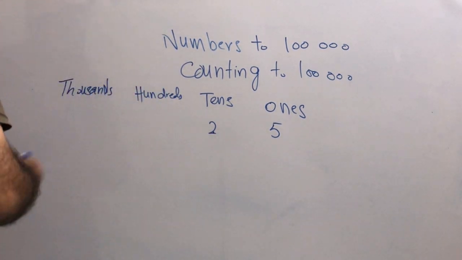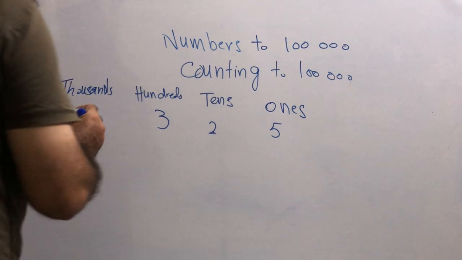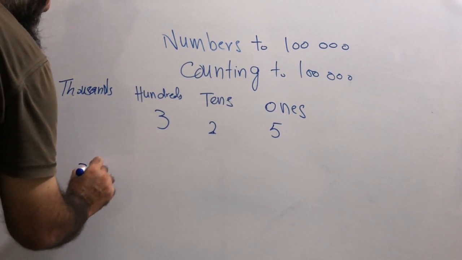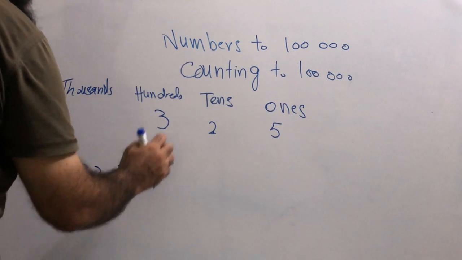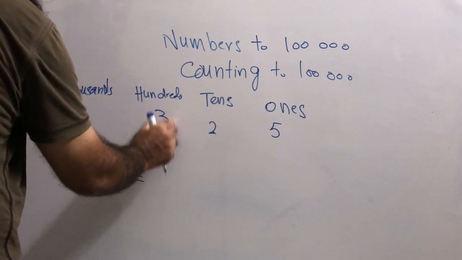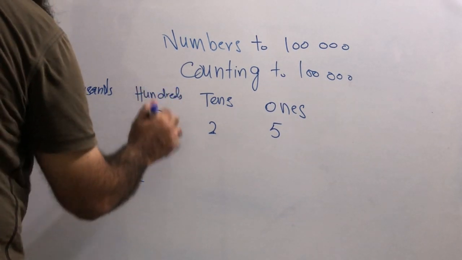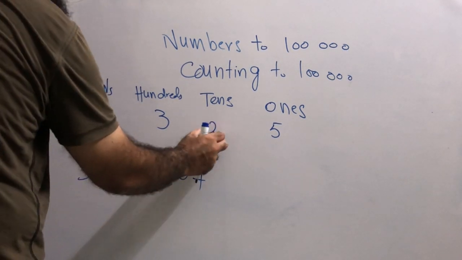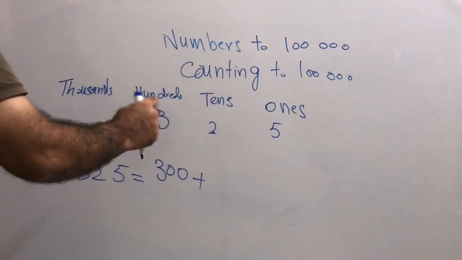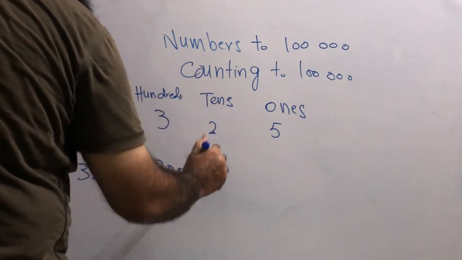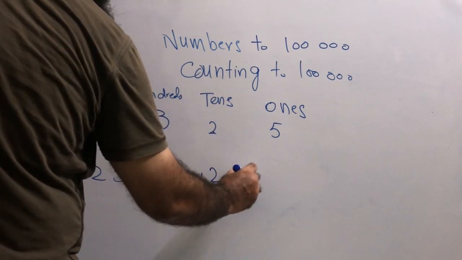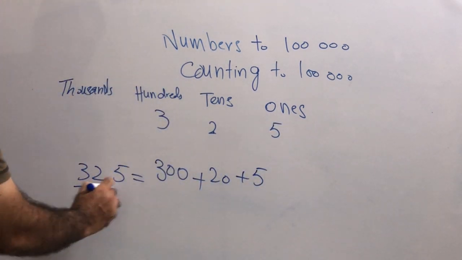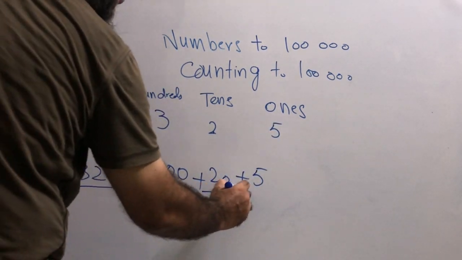Then if we write 325, we can split this number like this. The value of 3 is 300, plus the value of 2, which is 2 times 10, 20, plus the value of 5, which is 5 times 1, 5. So we can write 325 as 300 plus 20 plus 5.